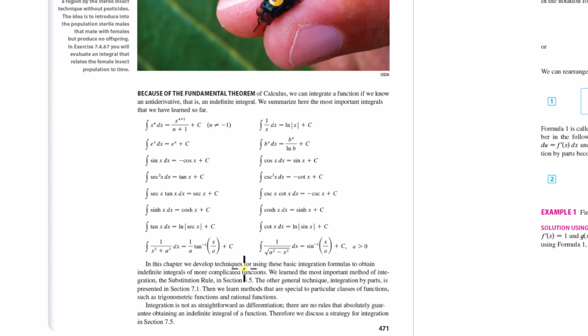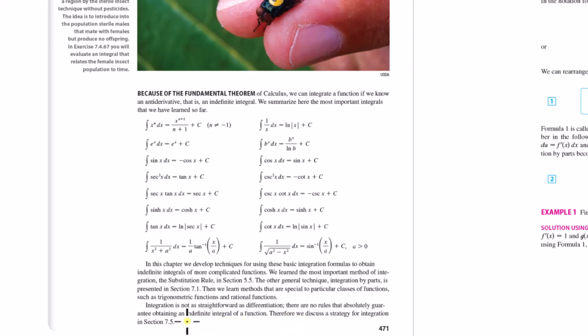In this chapter, we develop techniques for using these basic integration formulas to obtain indefinite integrals of more complicated functions. We learn the most important method of integration, the substitution rule, in section 5.5. The other general technique, integration by parts, is presented here in this section. Then we learn methods that are special to particular classes of functions, such as trigonometric functions and rational functions. Integration is not as straightforward as differentiation. There are no rules that absolutely guarantee obtaining an indefinite integral of a function.